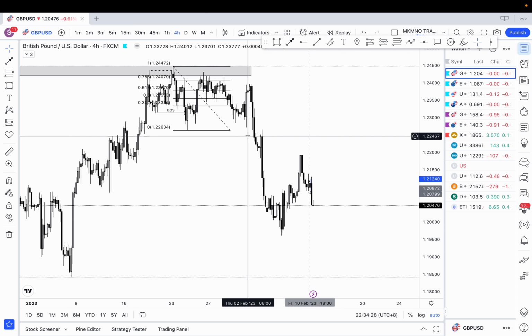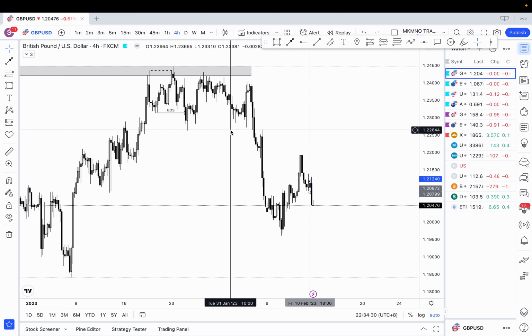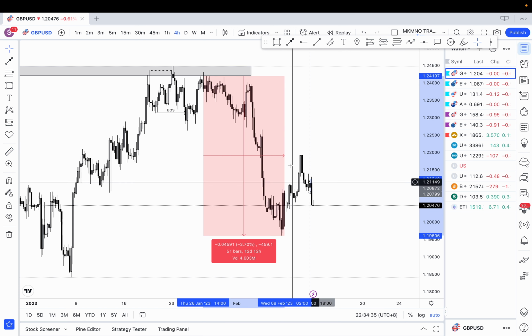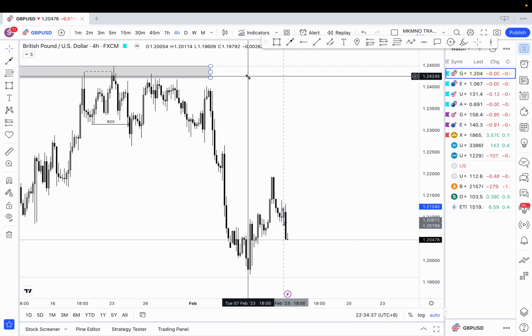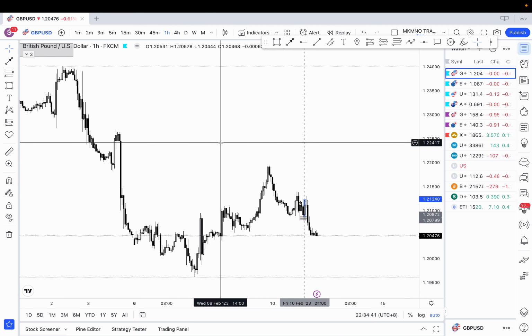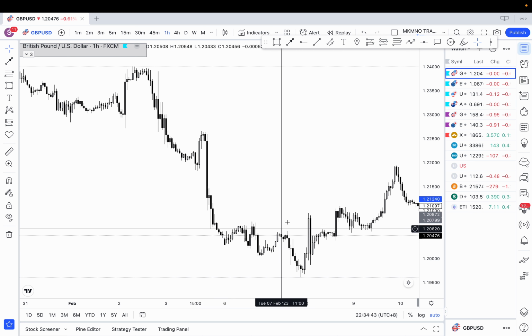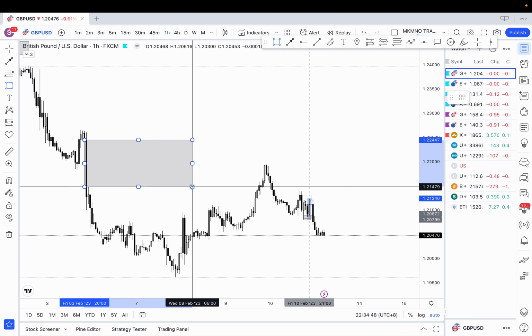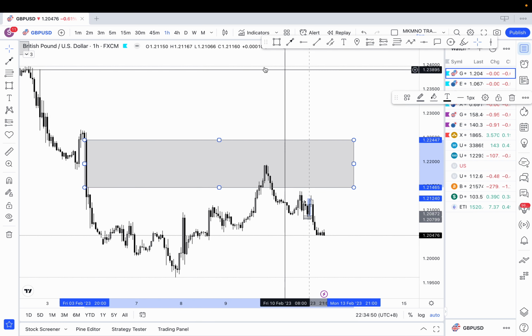I didn't get any entries right here. I wish I did, because it made a decent move to the downside. Could have been 460 pips, it would have been a good swing. But what I saw at that point of time was that I knew price had to come back to a certain area, where I believed it would be in this imbalance right here, which it did.